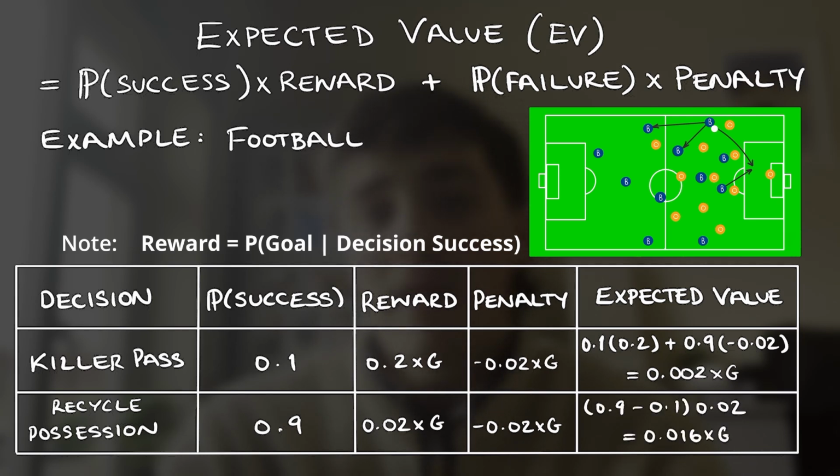In this example, it's clear to see that the expected goals is much higher for the decision of going for the safer pass compared to the killer pass, and therefore the better option would be to play it safe and maintain possession. From this, we can expect to find better chances and therefore find better opportunities for scoring.